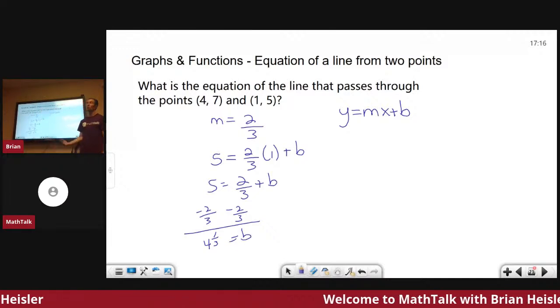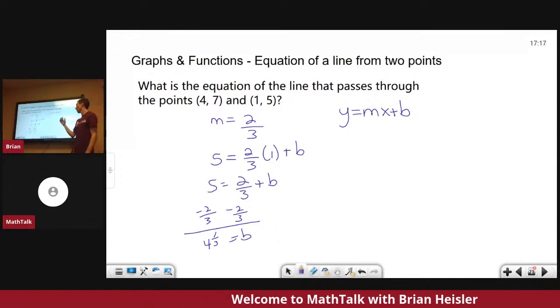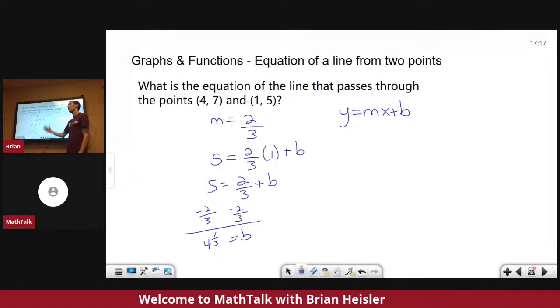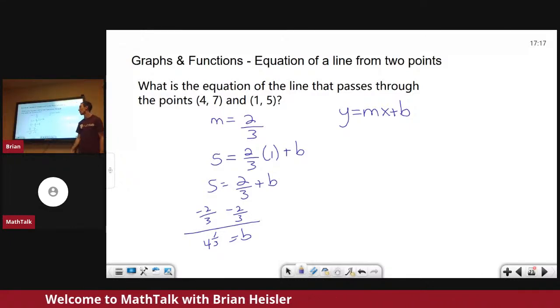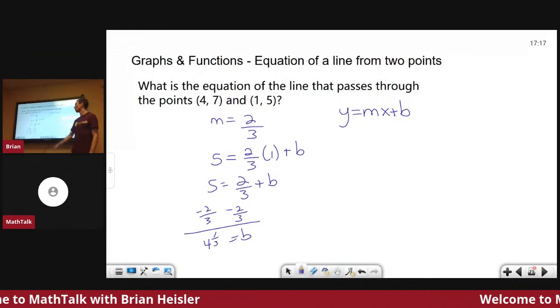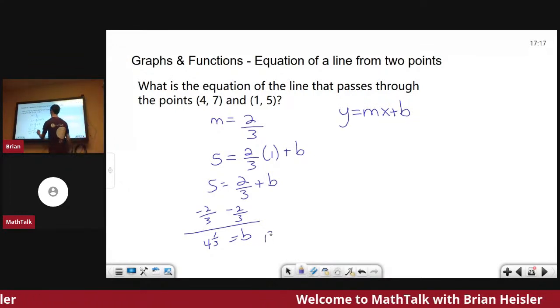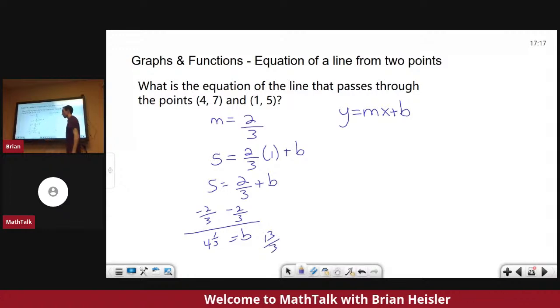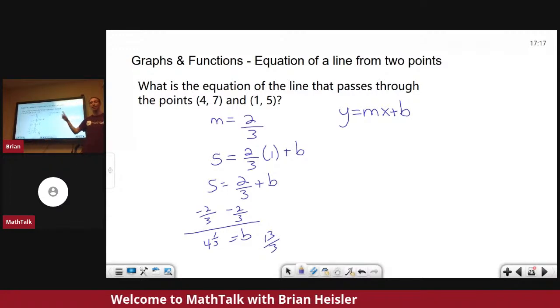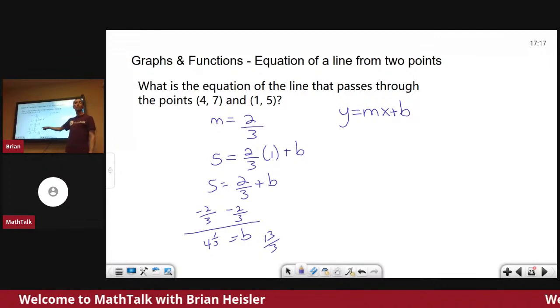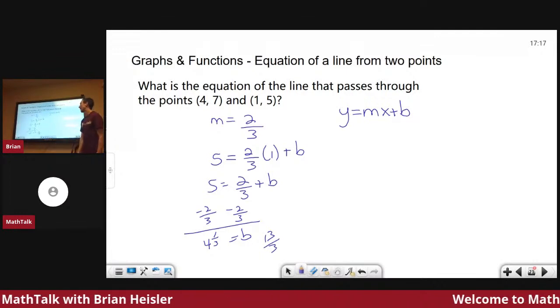Typically, you're going to see that as what's called an, well, what's the name of it? Oh, I can't even think of it right now. But typically, you're not going to see it as a mixed number. You're going to see it written as 13/3. Improper fraction, that's it. Yes, okay. So you're usually going to see it as an improper fraction.